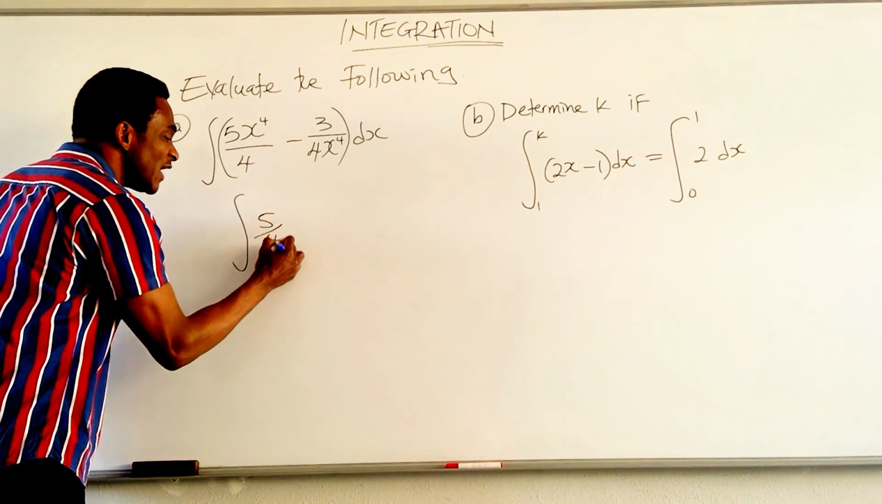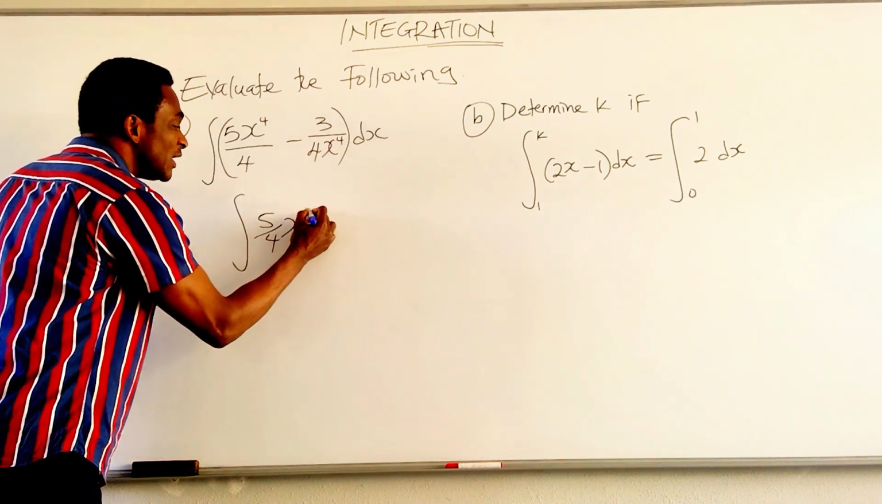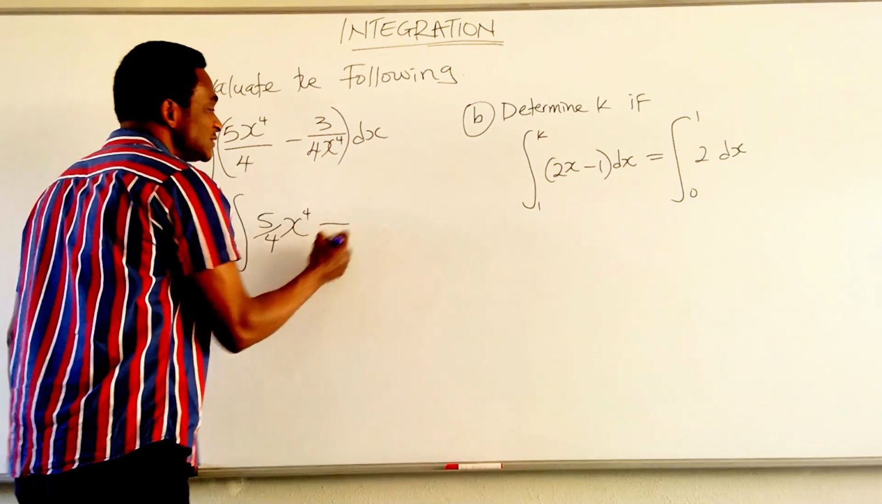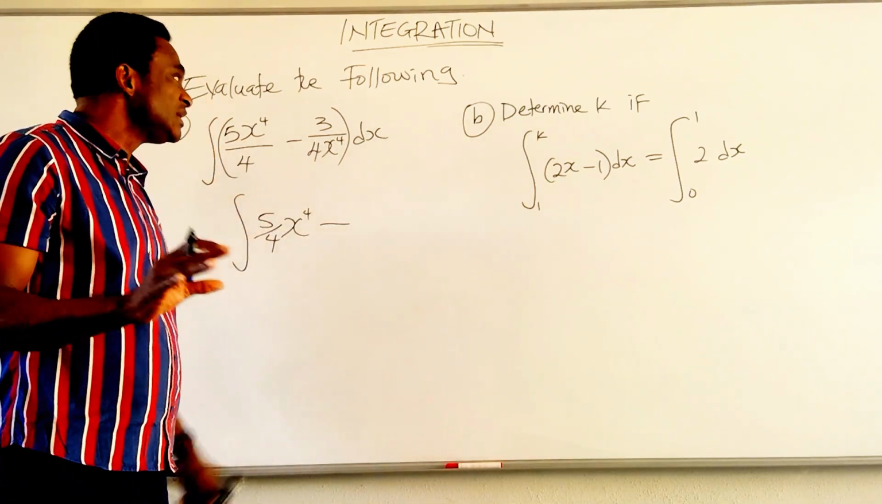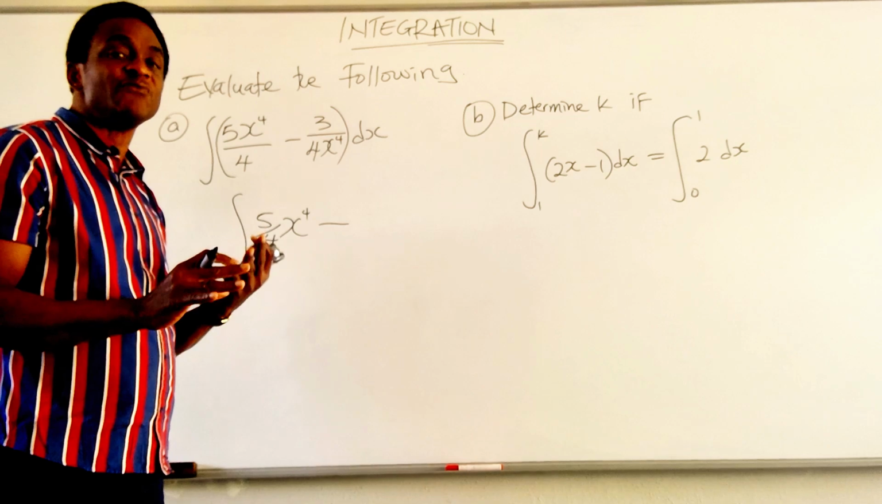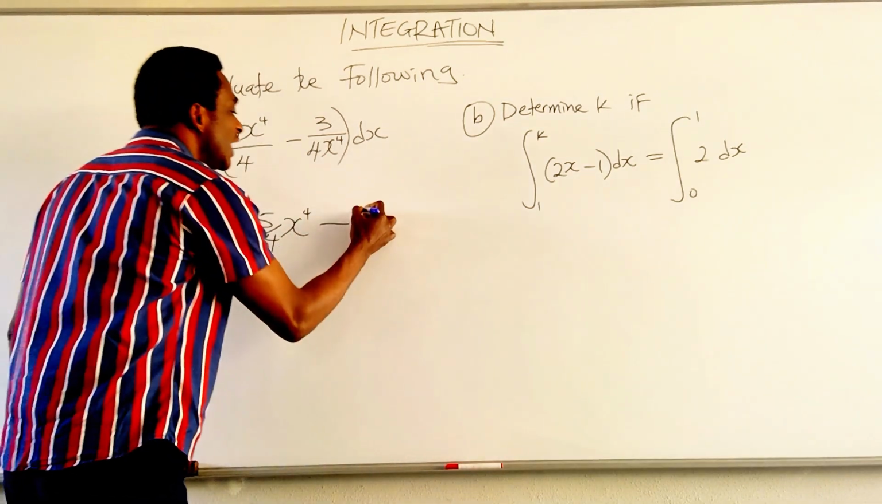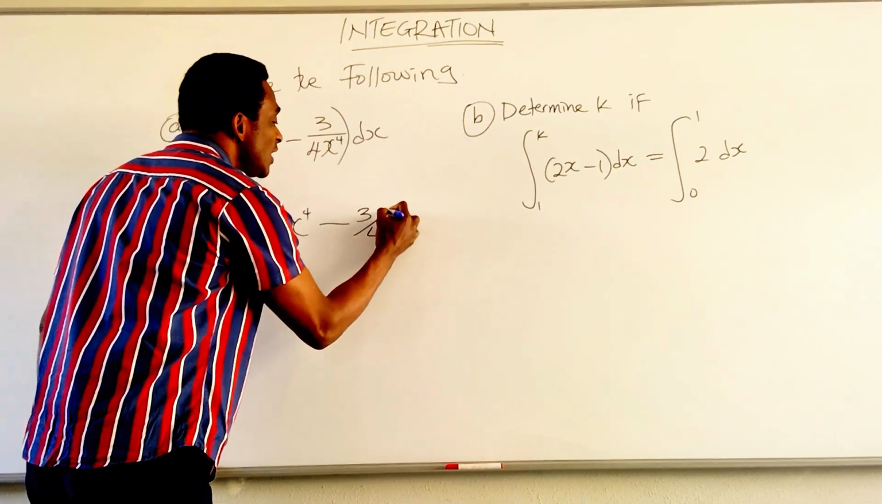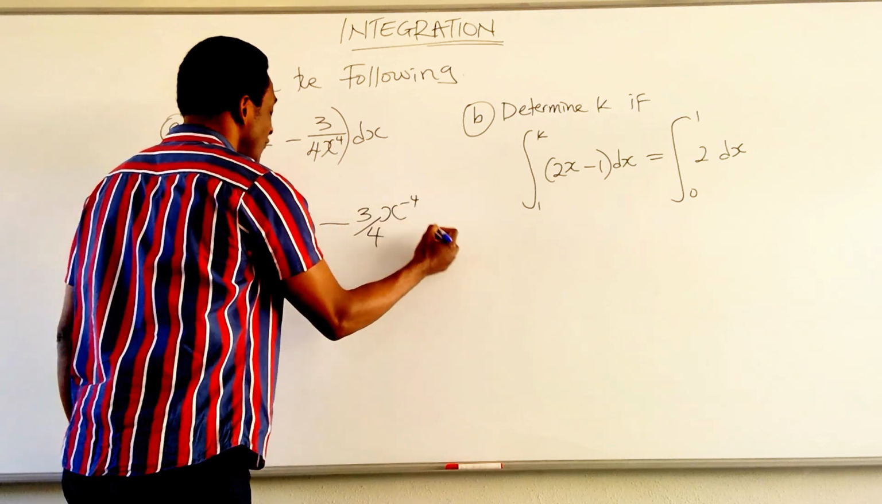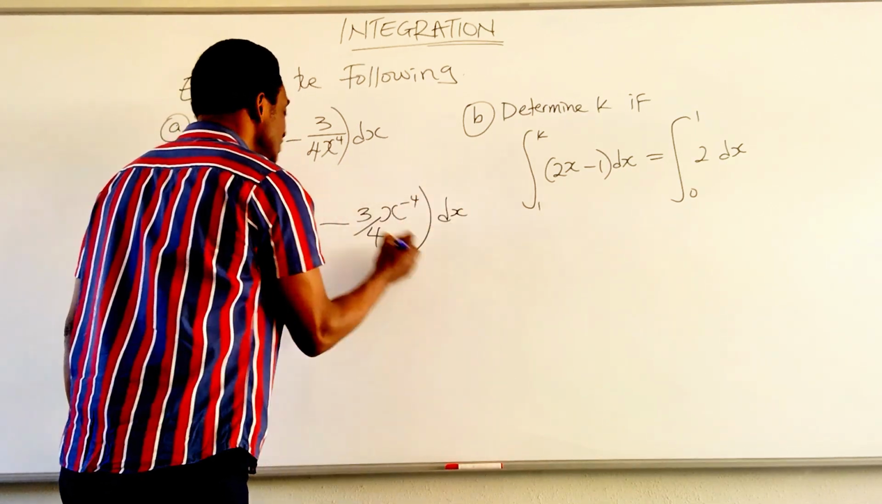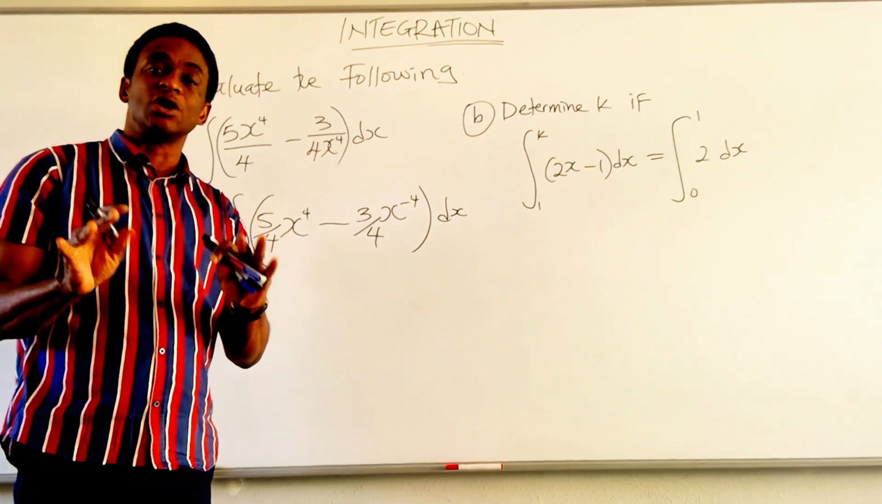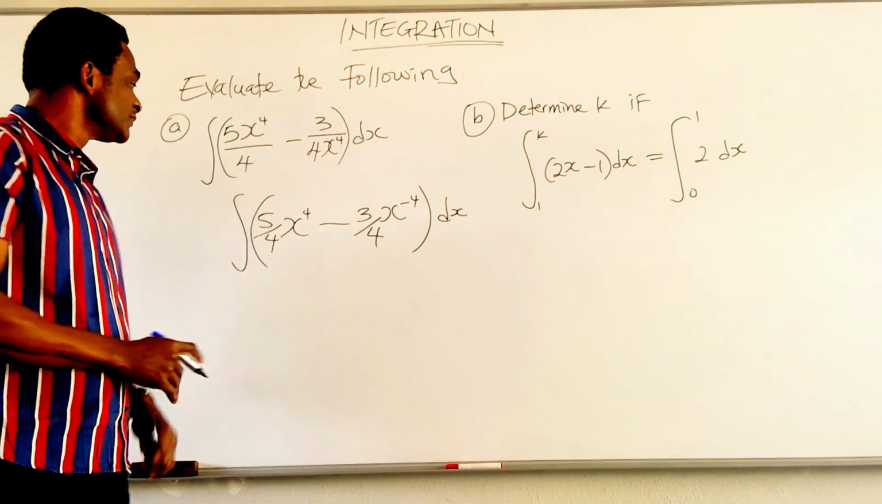fractions first. So we have 5 over 4x to the power of 4 minus, the exponent must be in the numerator, all of them, before we can integrate. So we have minus 3 over 4 x to the power of negative 4 dx. So remember, the notation stays until we have integrated.